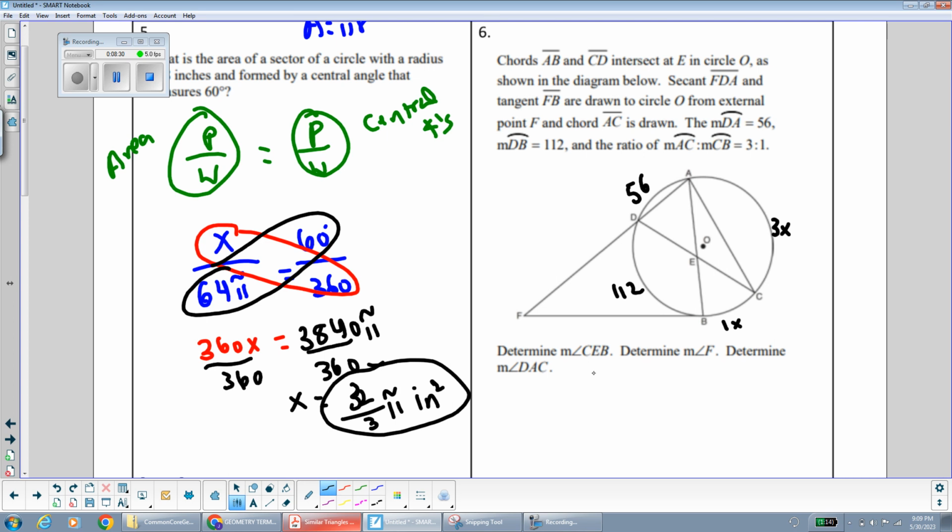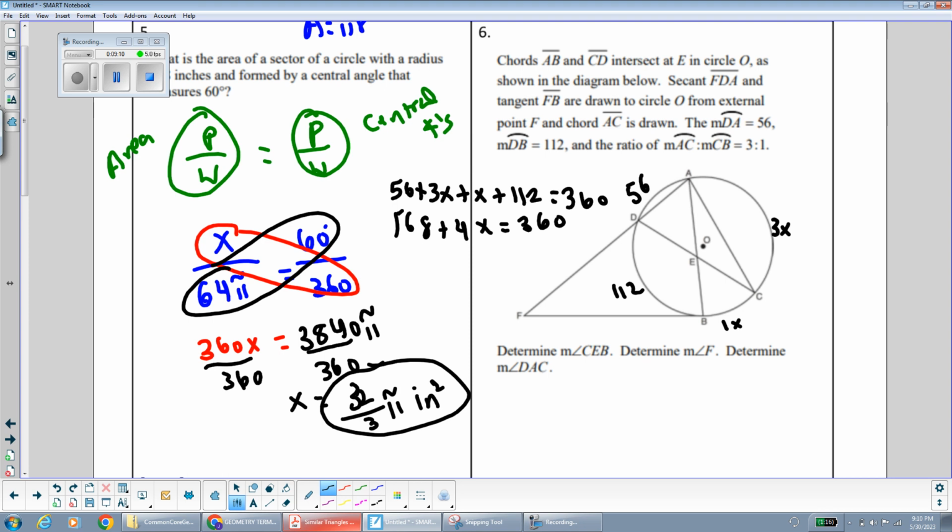Before I even start on finding the angle measurements, let me try to find these missing arcs. I know that if I take all of the arcs of a circle and put them together, I get 360 degrees. So let's do that. 56 plus 3x plus x plus 112 should make 360. So we have 56 plus 112 is 168 plus 4x is equal to 360.